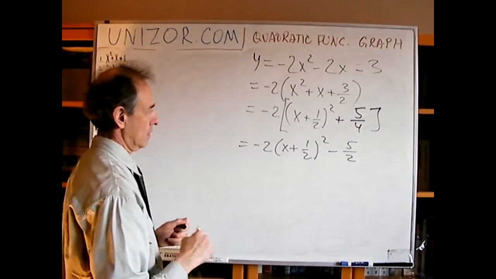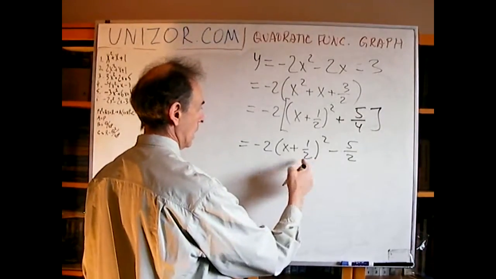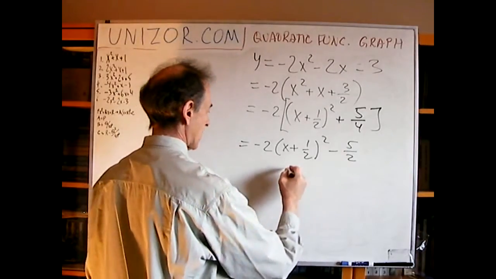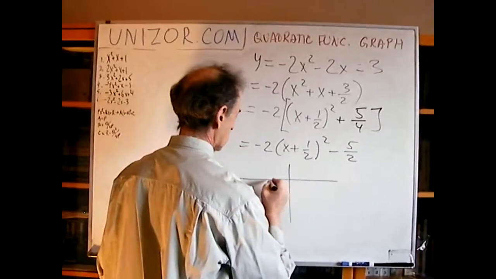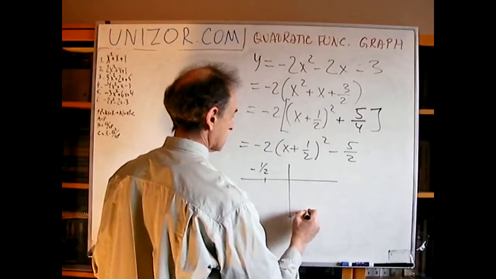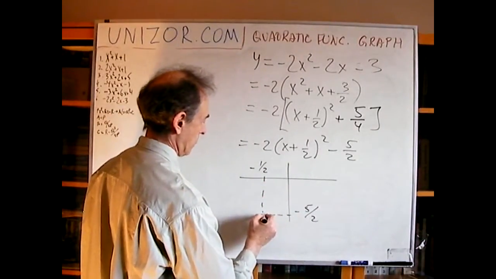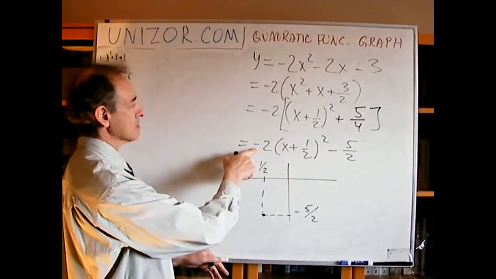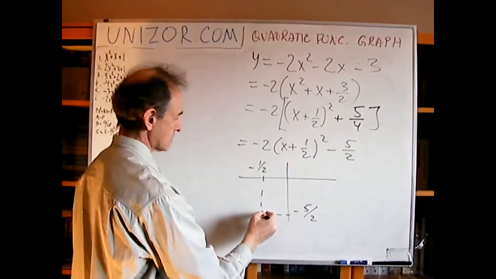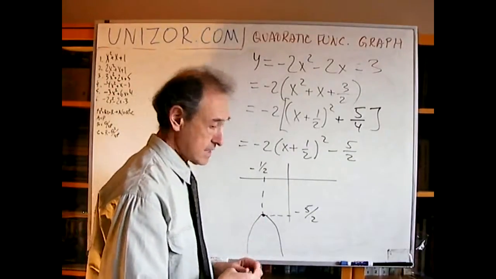Right? Which means my parabola would be with the vertex at minus 1/2 and minus 5/2. So it would be something like this. Minus 1/2 and minus 5/2. That's the vertex. The horns will be downwards because this is the minus sign, and the steepness would be twice as big as the steepness of the regular parabola. Well, that's the end of it.